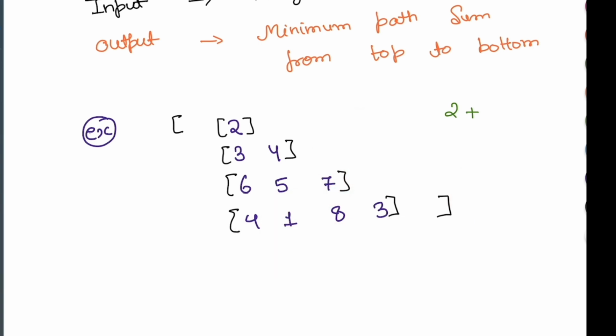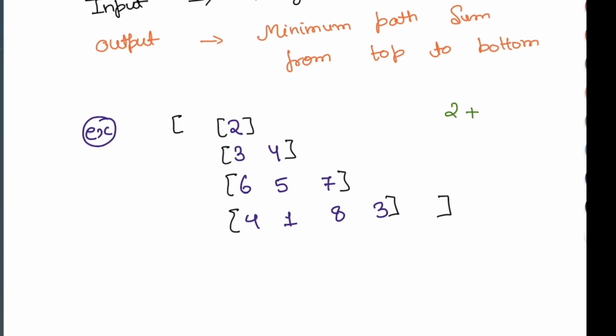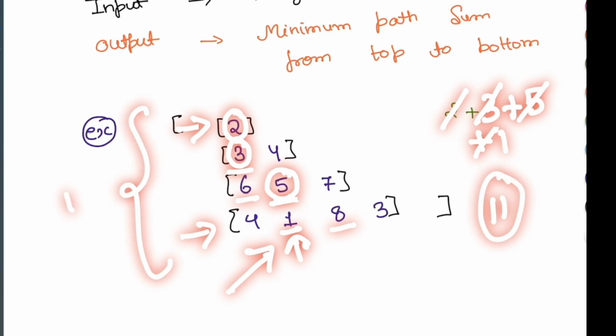Now following all these rules, we need to find the path from the top to the bottom row which has the minimum sum. So in this case, we will first be at 2, then we will go to 3. So 2 plus 3 is our current sum of the path. From 3 I can go to 6 or 5. We are going to go to 5, so plus 5. And from 5 I can go to 1 or 8. We will actually go to 1 and not 8. So our path sum from top to bottom, because we have reached the bottom row, is 2 plus 3 plus 5 plus 1, which is equal to 11. So in this case the output is going to be 11.